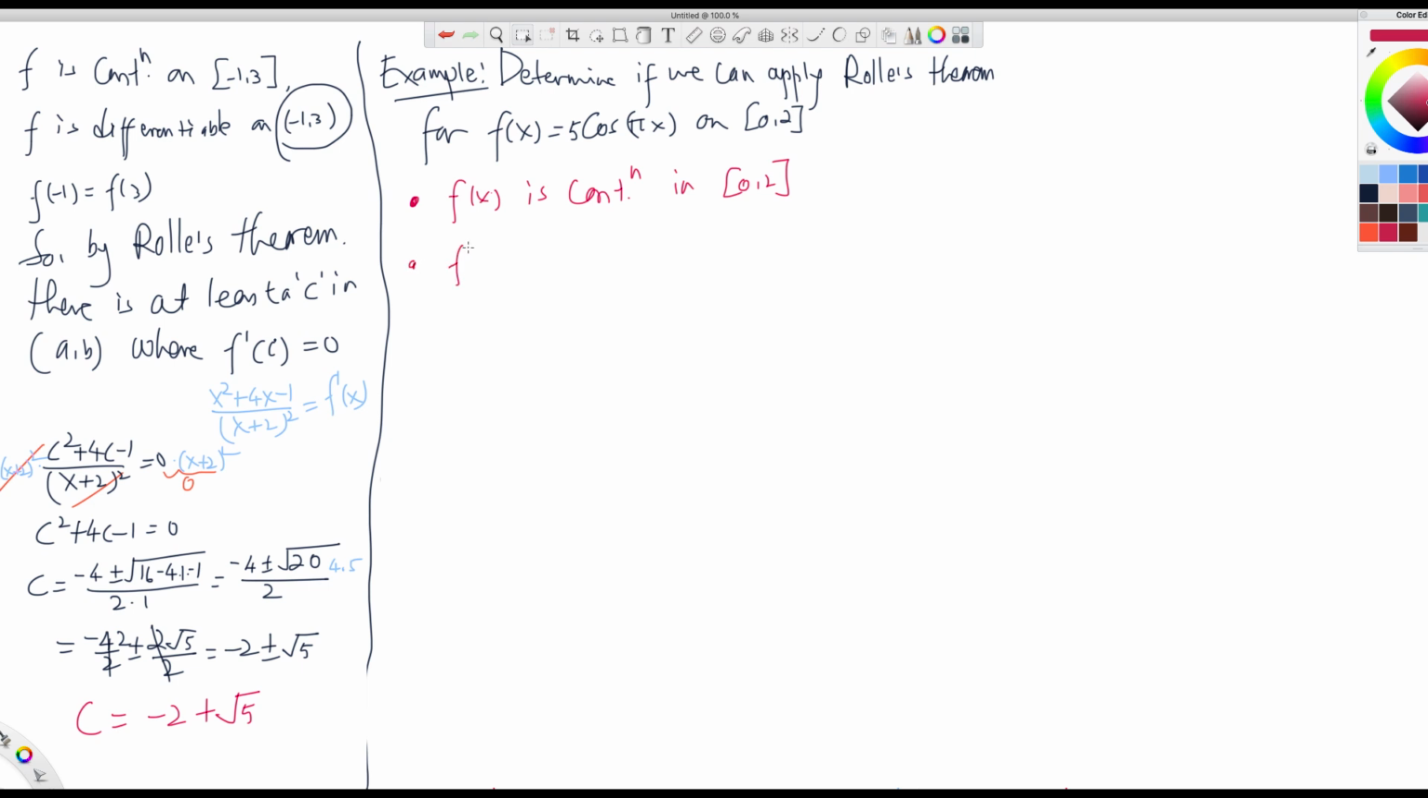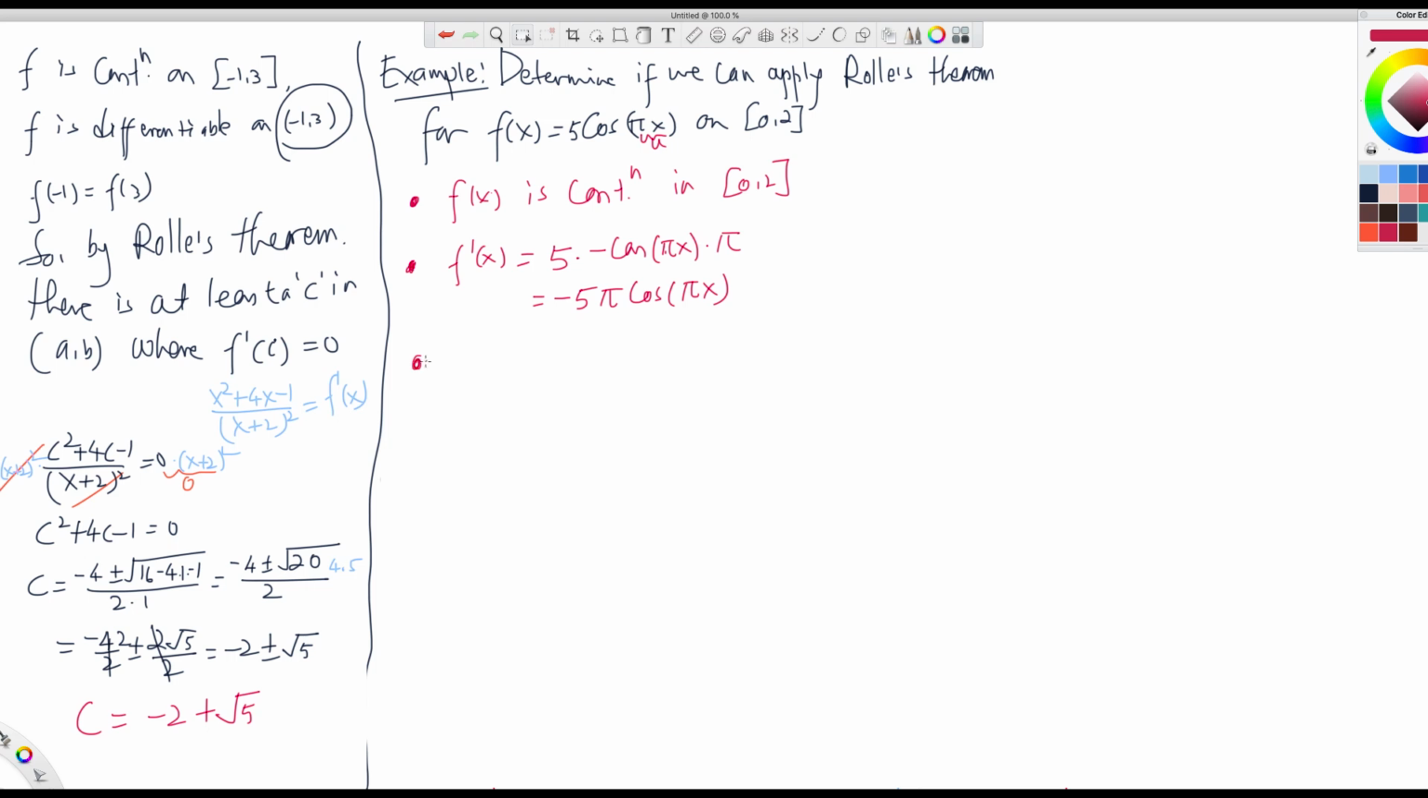Let's find f prime. f prime of x is like 5 cosine u. If it was just cosine x, the derivative would be negative sine x. Since there is a 5, if it was just 5 cosine x, the derivative would be negative 5 sine x. But there is pi times x, so it will be 5 times negative sine u, where u is pi x, times the derivative of u, where u prime is pi. So you get negative 5 pi sine pi x. This also exists everywhere, so the differentiability is also true.